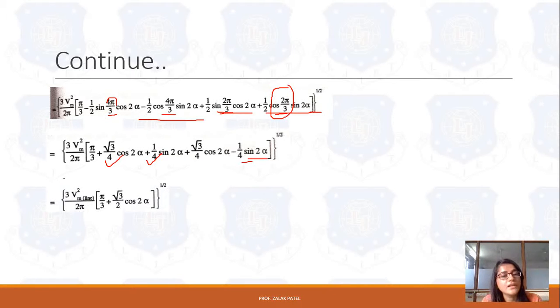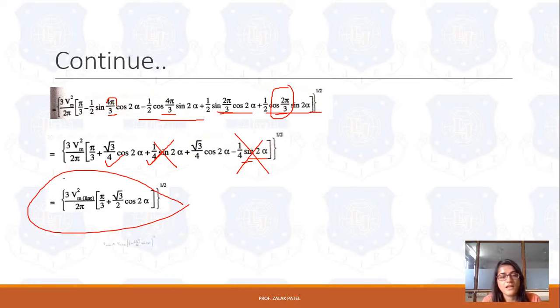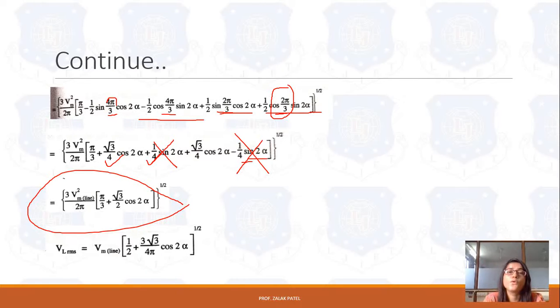The final equation is like this: 3 Vm square upon 2 pi as it is. The terms that can be cancelled out are 1 upon 4 sine 2 alpha and minus 1 upon 4 sine 2 alpha. These terms are cancelled out. So the remaining terms are 2 times root 3 by 4 cos 2 alpha. So root 3 by 2 cos 2 alpha raised to 1 by 2. This is the RMS voltage value. So this is how you can use the equation or from the given graph you can easily find out the RMS value as well as load DC value.